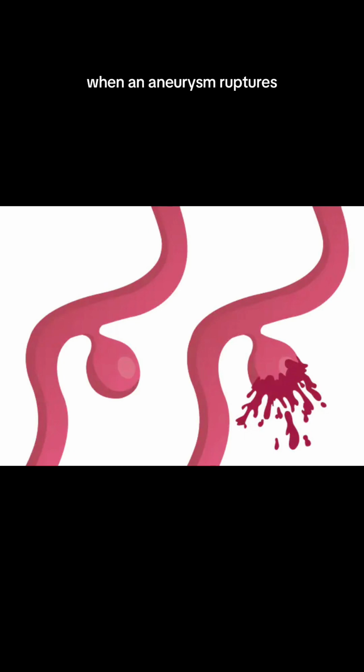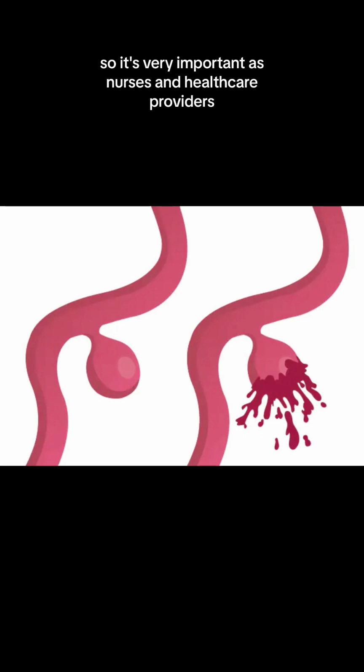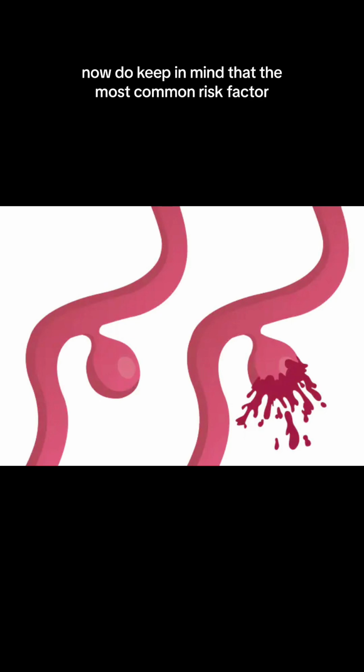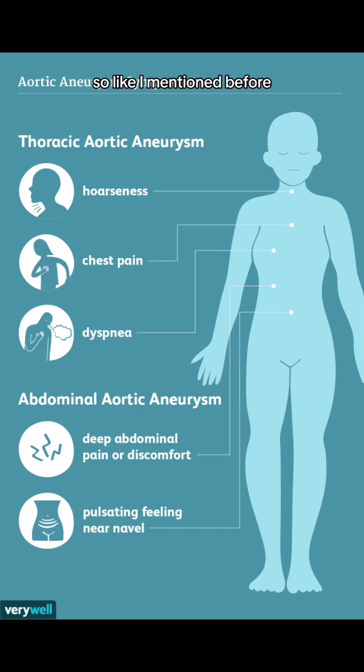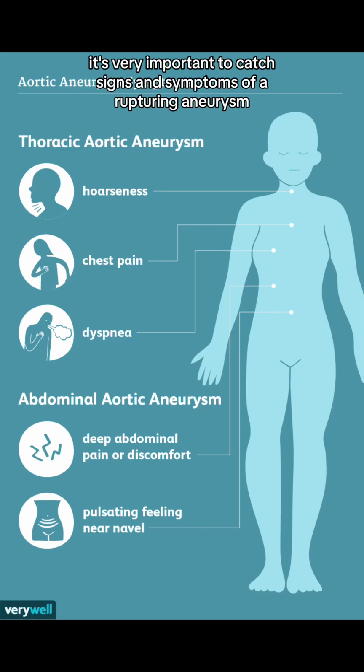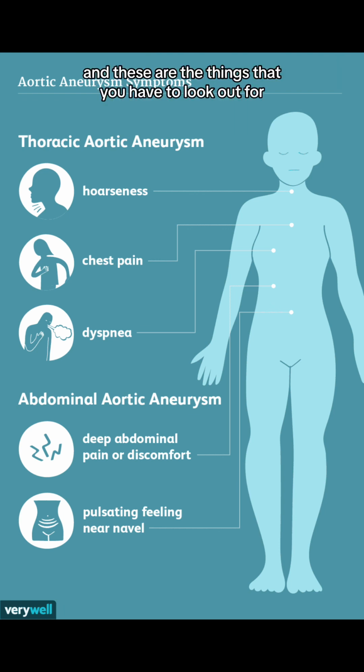Unfortunately, when an aneurysm ruptures, a person has 90% mortality. So it's very important as nurses and healthcare providers to catch the signs and symptoms before this happens. Do keep in mind that the most common risk factor for a patient that has an aortic aneurysm is having high blood pressure. Like I mentioned before, it's very important to catch signs and symptoms of a rupturing aneurysm, and these are the things that you have to look out for.